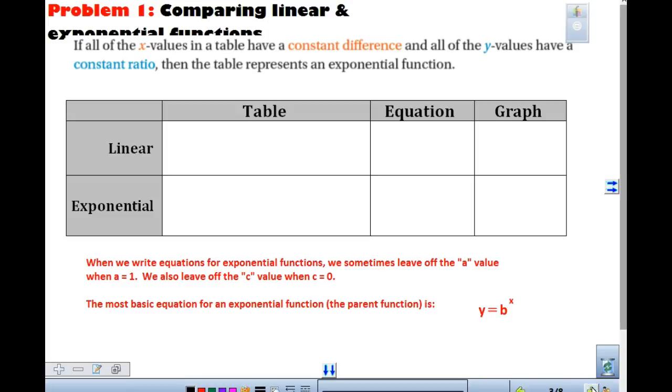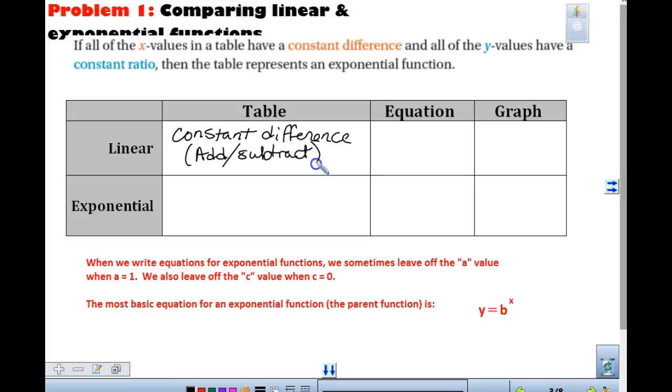Okay, so some of the vocabulary. All right, so that next part down, it asks you to give some information. If the x values are constant difference, if y values have a constant ratio, then this table represents... So if we are looking at this, when we look at a linear table, what should you be noticing about a linear function or a table? So if I give you a table and I'm asking you, what do you notice? You should have a constant difference.